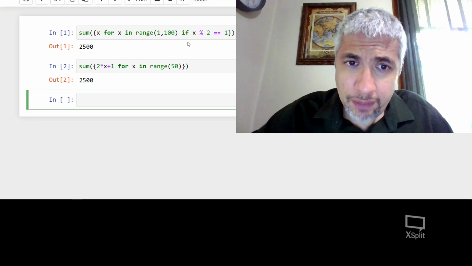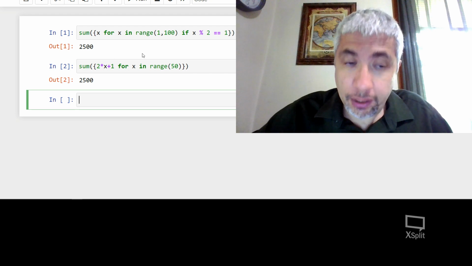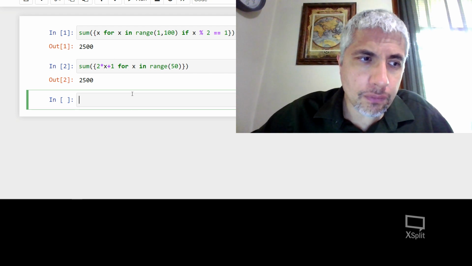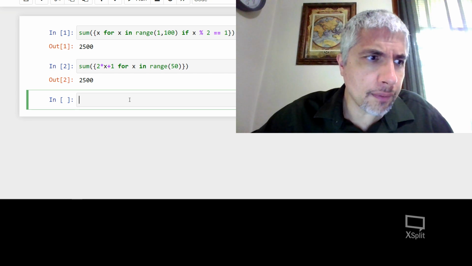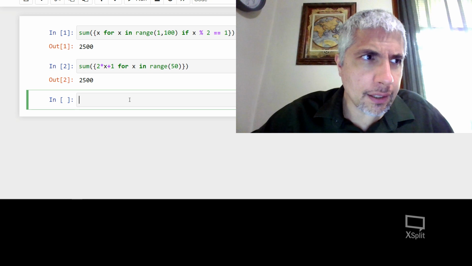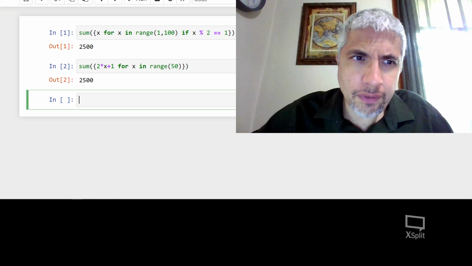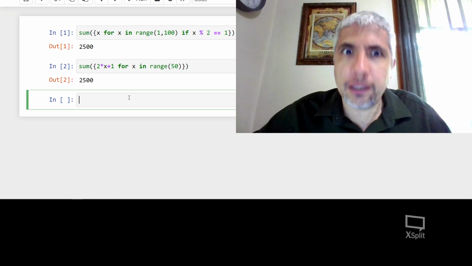So this is one way of doing it with a filter. This is one way of doing it without a filter. Okay, let's look at some other examples with filters. Let's say we wanted, I don't know, the sum of the 3-digit palindromes.